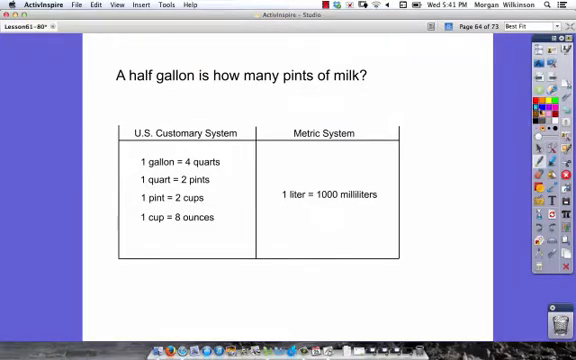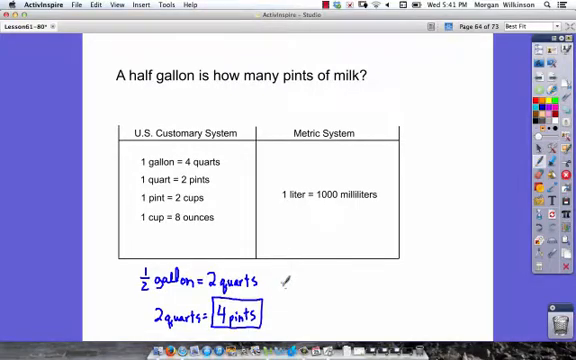Let's work with this. So it says 1 gallon is 4 quarts. So that must mean 1/2 of a gallon must be equal to 2 quarts. Now what we're trying to do is find how many pints of milk will be in a half gallon. Now we know 1 quart is equal to 2 pints. So 1 quart is equal to 2 pints. So 2 quarts must be double the amount of 1 quart. So 2 quarts would be equal to 4 pints. And we'd have our answer. We could go ahead and box that, and we can move on to the next question.